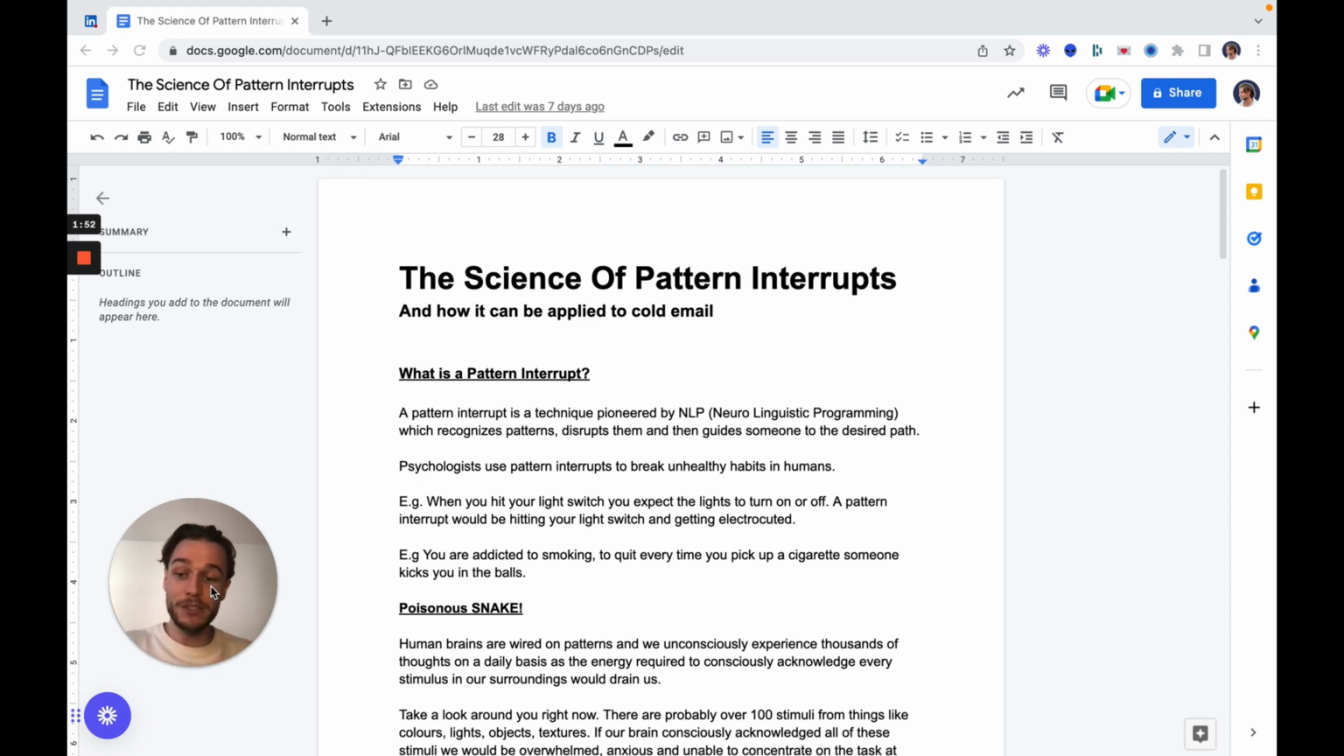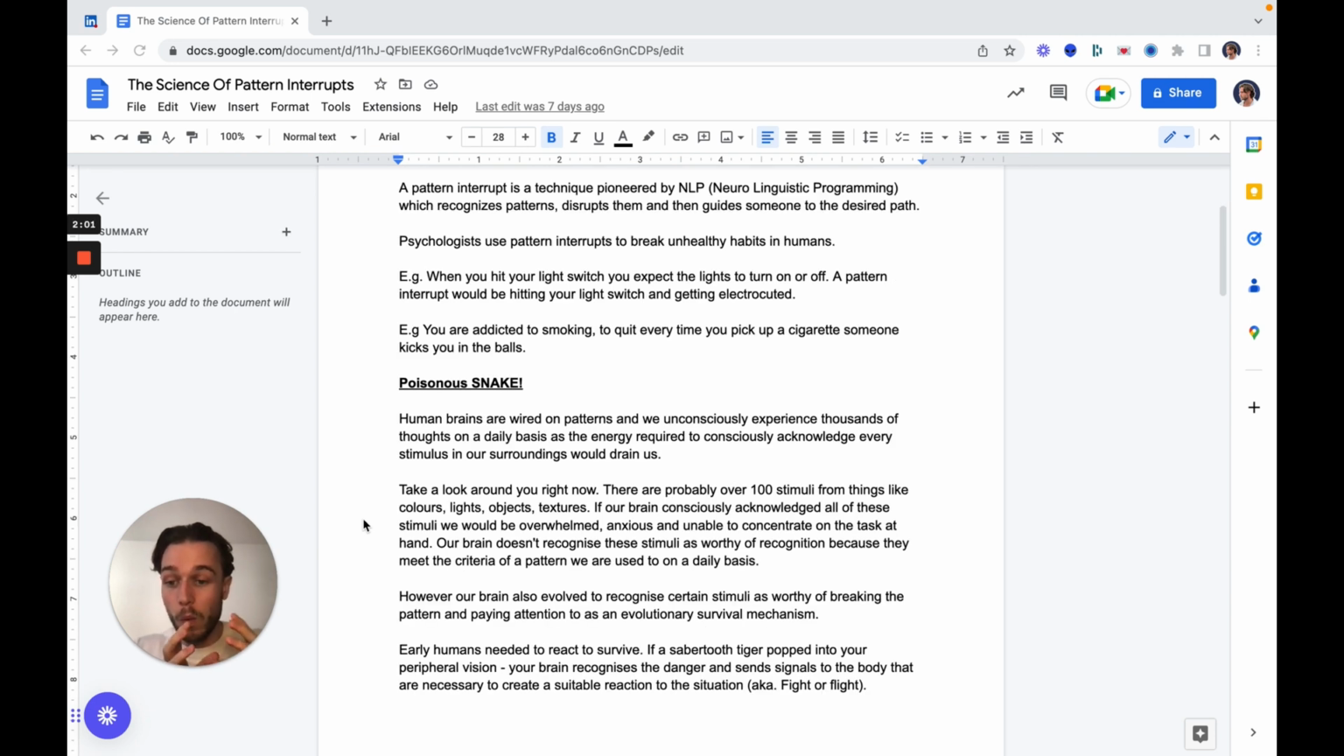But pattern interrupts are often used within sales and marketing, and it can absolutely be applied to cold email. So human brains really are wired on patterns, and we're unconsciously experiencing thousands of thoughts on a daily basis because the energy required to consciously acknowledge every stimulus in our surroundings would drain us, would be exhausting. So think, for example, look around you right now in the room.